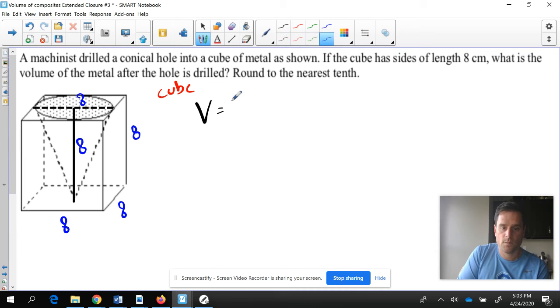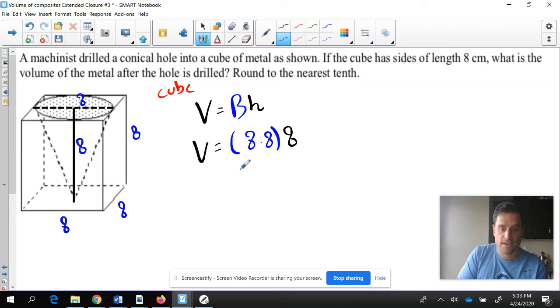And it's going to be the volume of a cube, which is the area of the base times height. You could also use length times width times height. That also works. 8 times 8 times 8, because the base is 8 by 8 and the height is 8. Pretty simple.